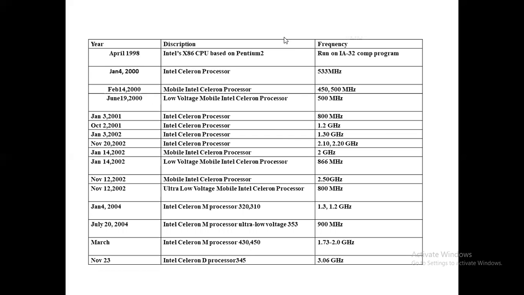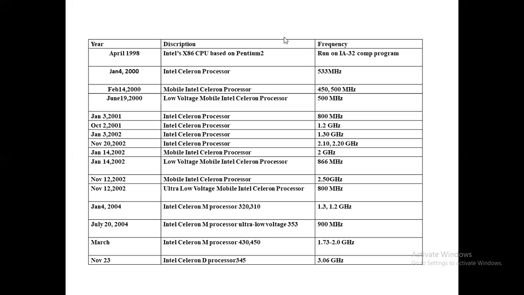Intel Celeron was introduced in April 1998. It refers to the range of Intel's x86 CPU for value personal computers. It is based on Pentium 2 and can run all IA32 computer programs. From year 2000 up to now, here is a brief microprocessor history we are discussing in this tabular form.